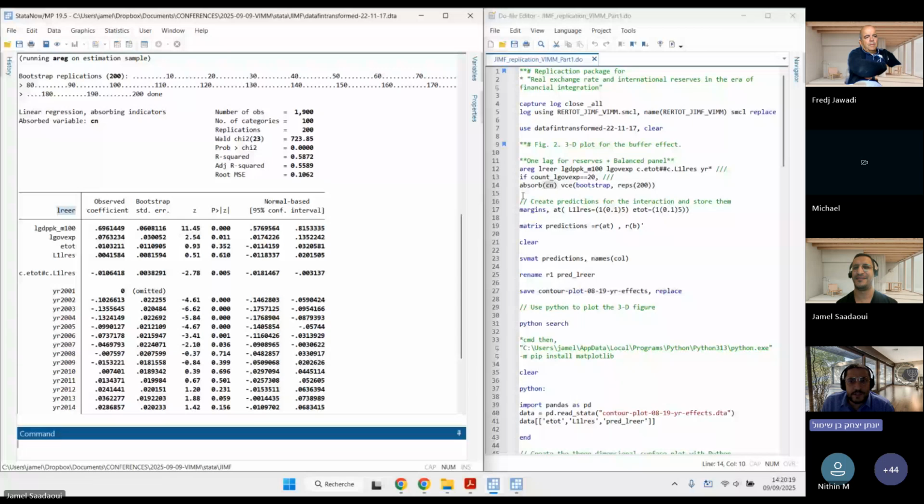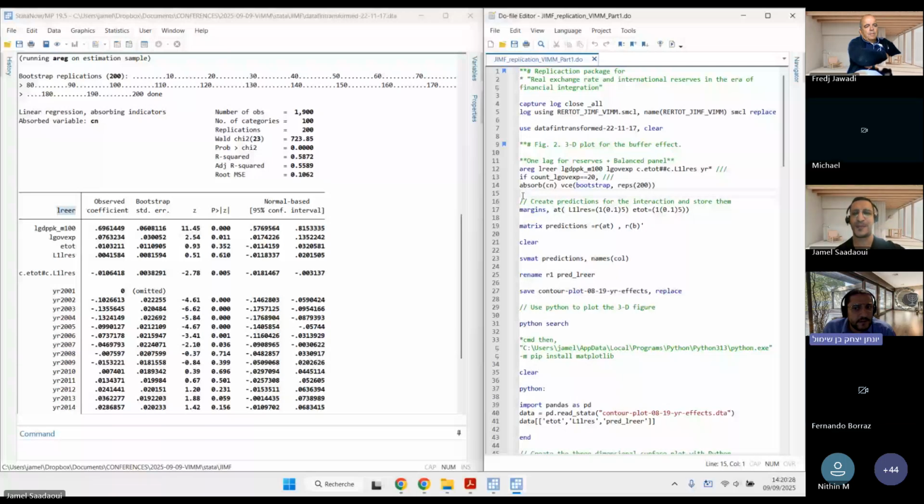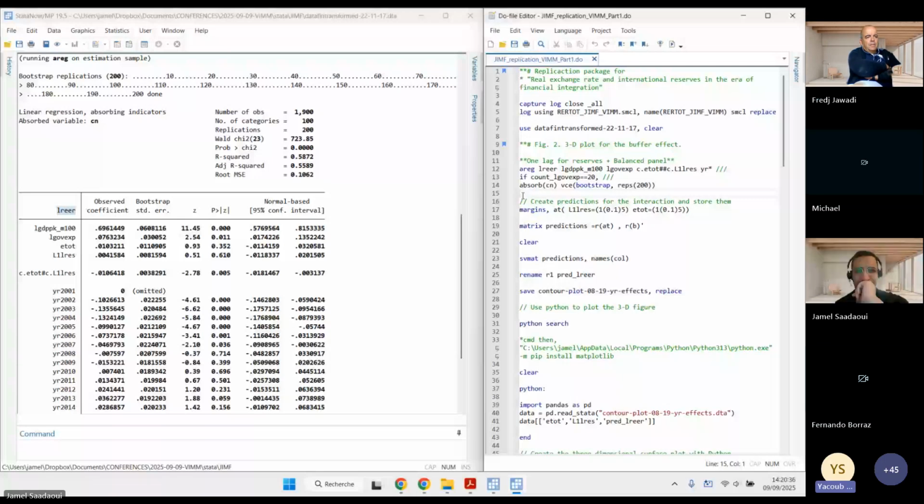Jakub, do you want to ask your question? Yes. Can you hear me? Yeah, we can hear you. I just want to ask how can we check the stability of local projections? What do you mean by stability? To make sure that all roots are within the unit circle.